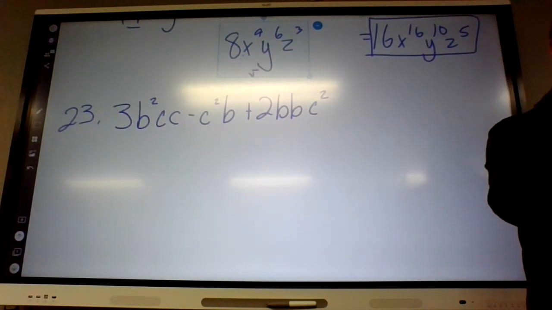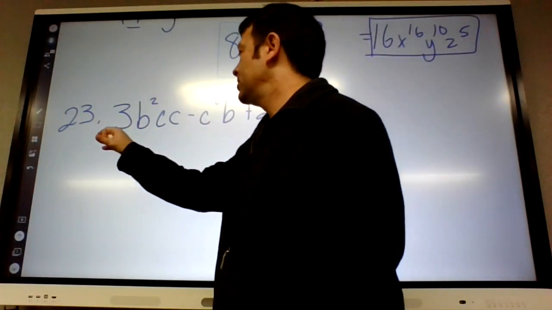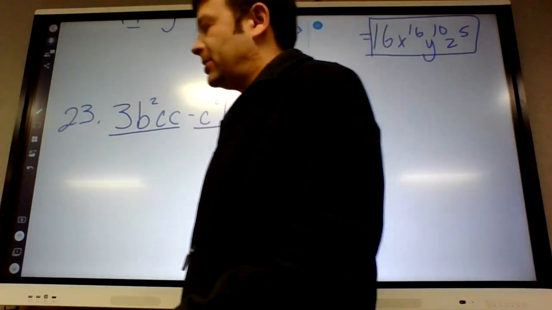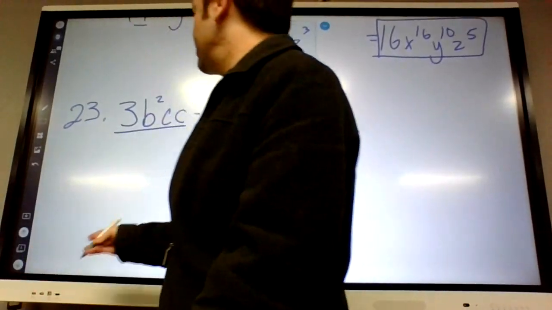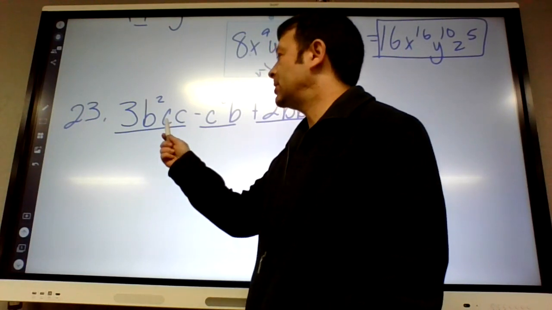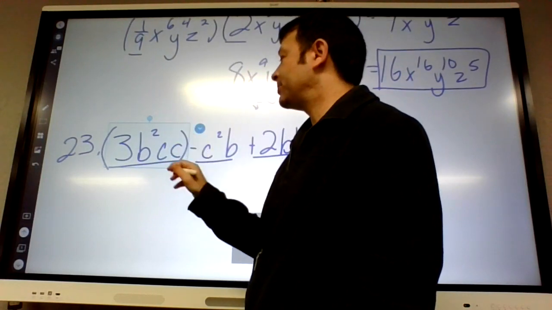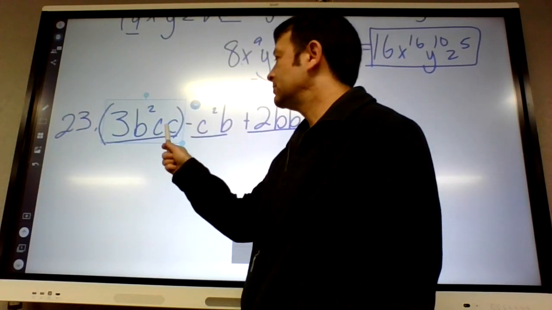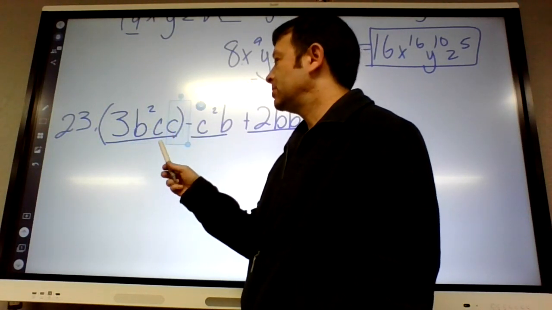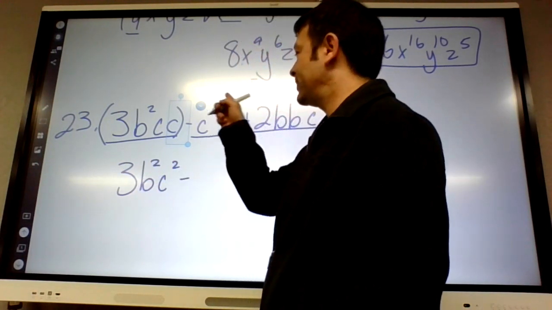The first thing we need to do is simplify each term. You guys know what I mean by term? That's a term, and they're separated by pluses and minuses. Okay, so Clayton, how can we simplify this first term? Just looking inside here, what can we do to simplify it? The exponent. C times C is what? C squared. So we got 3b squared c squared minus, can we simplify the middle term?